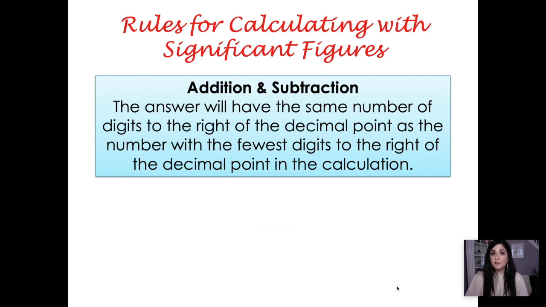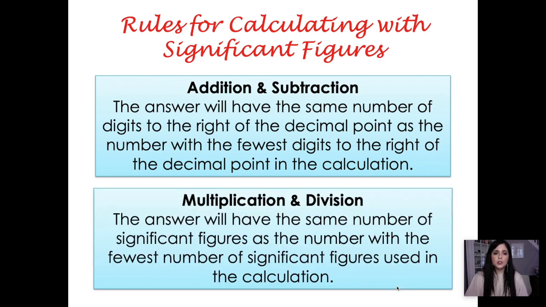Whereas multiplication and division is a different rule. So your answer will have the same number of significant figures as the number with the fewest number of significant figures used in the calculation. So you're not looking at decimal points here. You're looking at how many significant figures does each number have, and your answer has to have the lower number of significant figures. Very, very wordy.